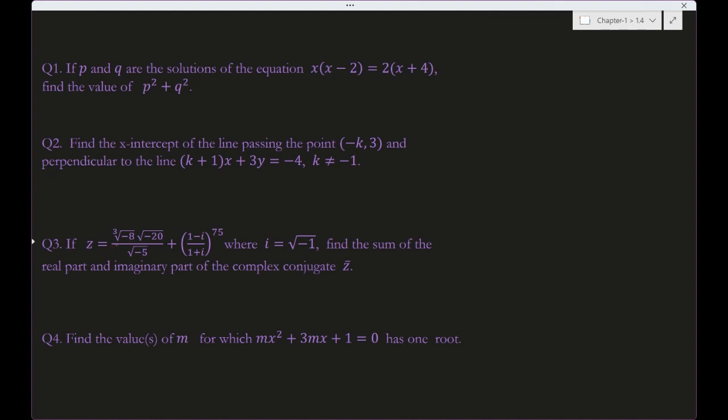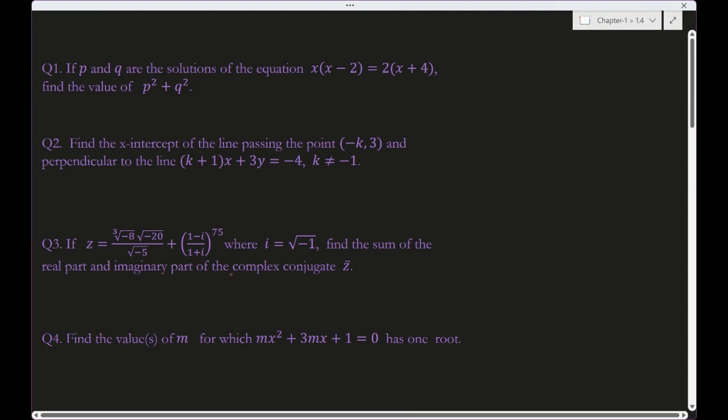So you have this complex number z, the cube root of -8 multiplied by the square root of -20 divided by the square root of -5, plus, then here you have (1 - i) over (1 + i) all to the power 75. i is the square root of -1. We want to find the sum of the real part and the imaginary part of the complex conjugate, z bar.